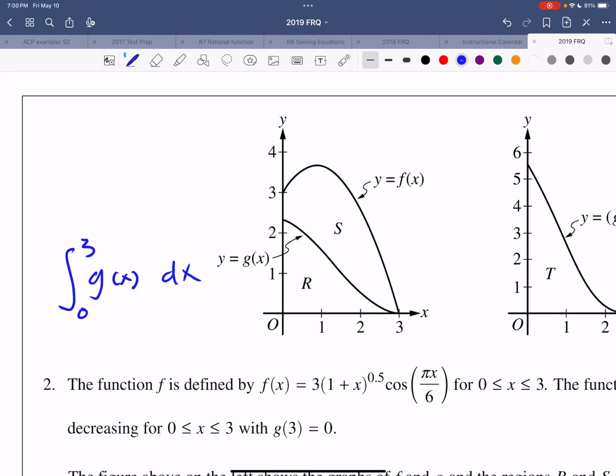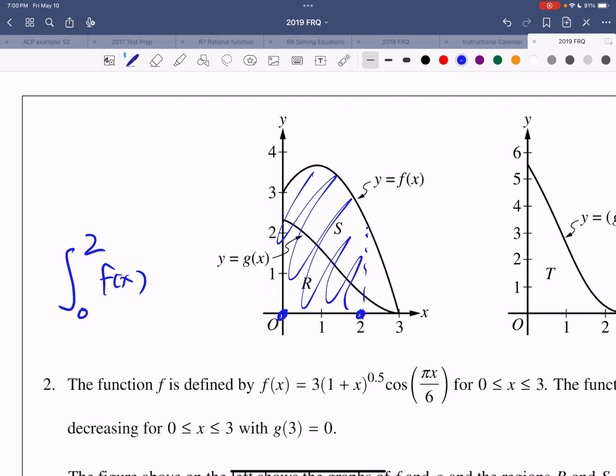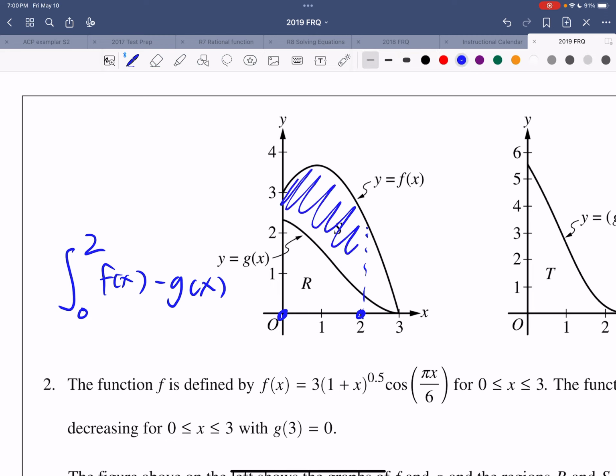Also, if I put 0 to 2 instead of 0 and 3, that's going to be from 0 to 2. Okay, so I'm going to make this line, and if I put f of x here, that's going to be this whole thing. If I do minus g of x, then the area that I'm trying to find is going to be only this portion. Okay, so keep that in mind when you're trying to do this question.